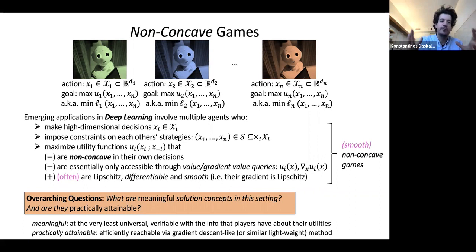I want to propose a solution concept that is guaranteed to exist in all possible multi-agent deep learning settings. I want it to be verifiable with information that agents have about their utilities. I want them to be able to understand that they have reached my solution concept, if they have indeed reached it. And ideally, I would like it to be practically attainable. I would like simple methods, maybe some variation of gradient descent, to allow me to get to that solution. So these are my desiderata: existence, verifiability, and attainability. So what is a reasonable proposal?